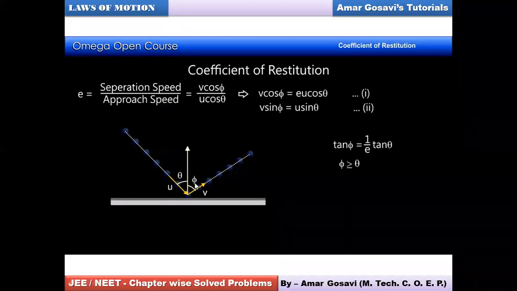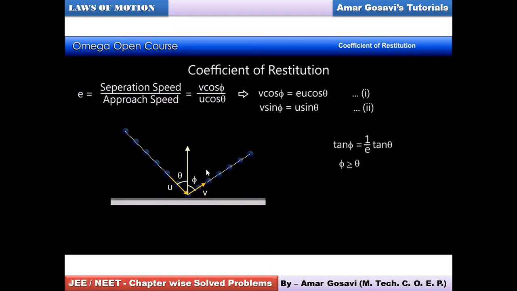And the component which is not connected to this angle, say for example this way, horizontal way, that will be sine component for V. Similarly, this will be sine component for U. So based on this, you can see V cos phi will be U cos theta multiplied by E. So I get equation 1 for this.